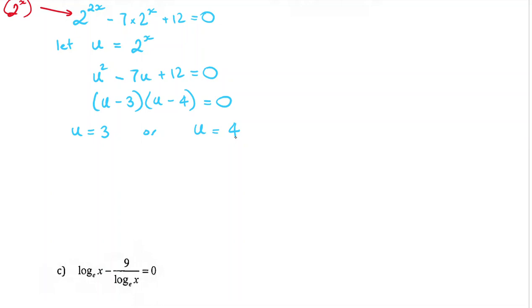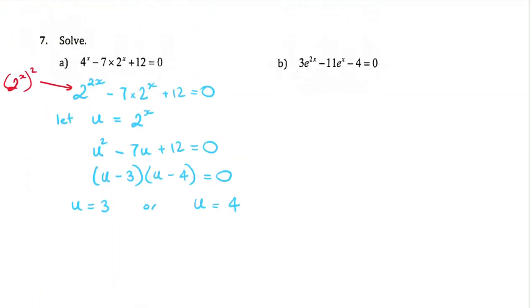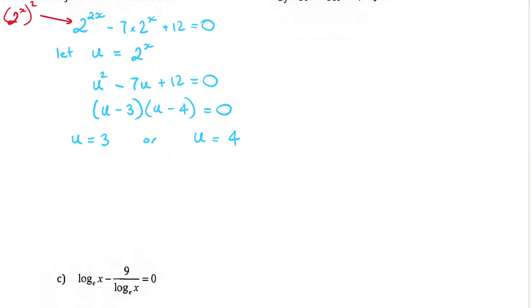But u is not what we were trying to find. The equation had x. So don't stop here. We now have to go back and find out what the x's are. To do that, we put the u equals 2 to the x back in. So instead of saying u equals 3, I will say 2 to the x equals 3, and 2 to the x equals 4. I want to solve those much, much nicer equations to find the x's. So this one, how am I going to solve that?